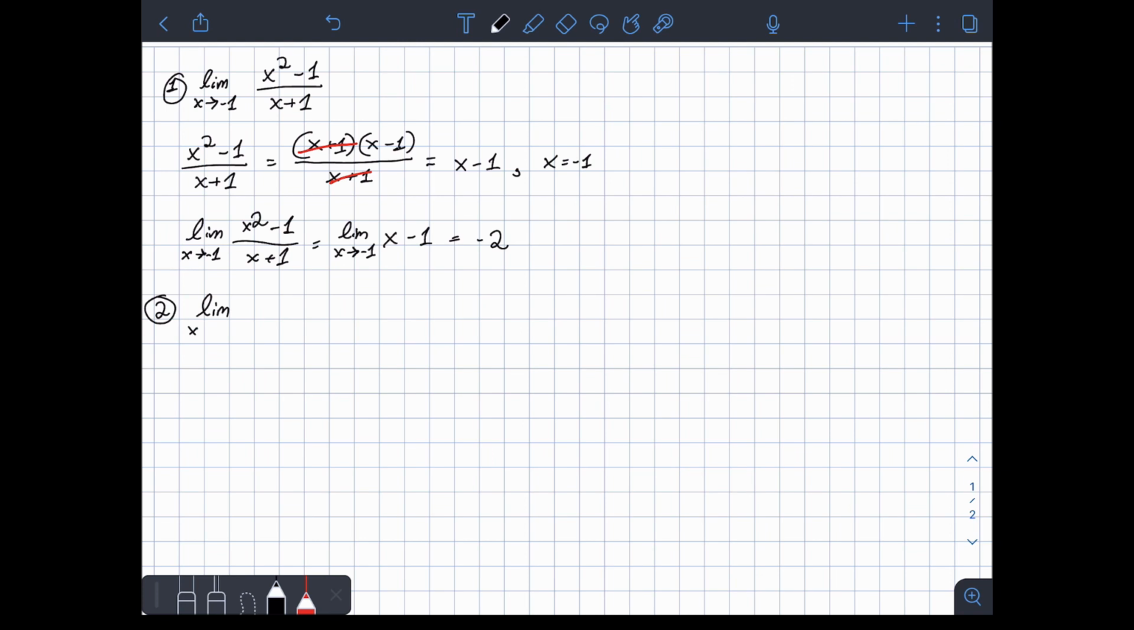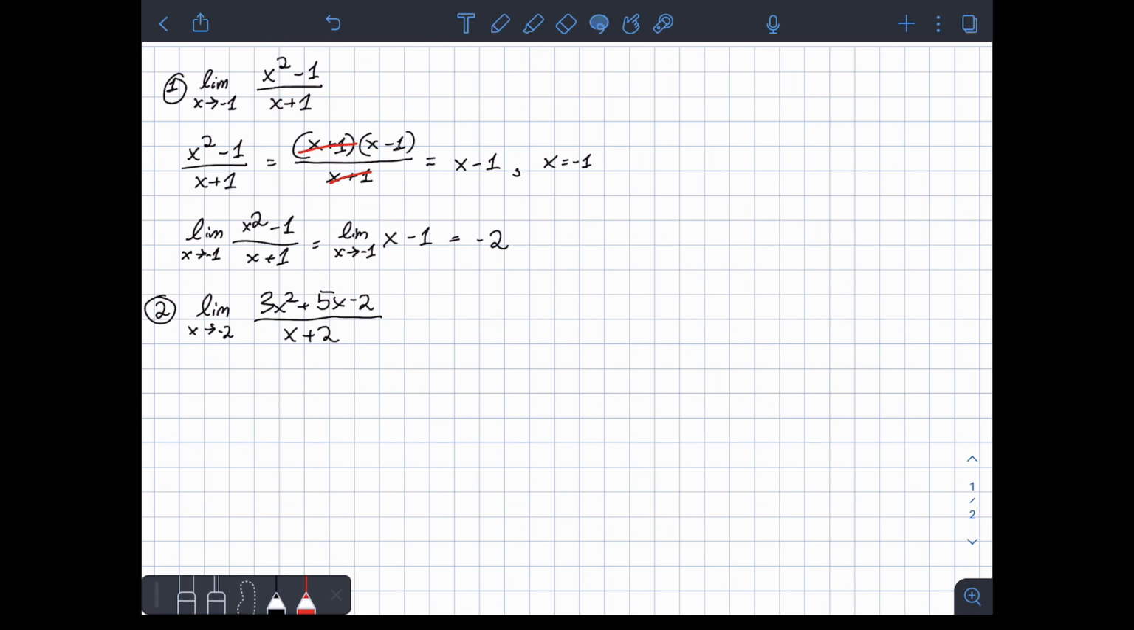To another example here. The limit as x approaches -2 of 3x squared plus 5x minus 2 all over x plus 2. Again, with -2, we plug it in, get 0 on the bottom, plug it in on top. You get 3 times 4 is 12, minus 10, minus 2 is 0, so that would equal 0 over 0.